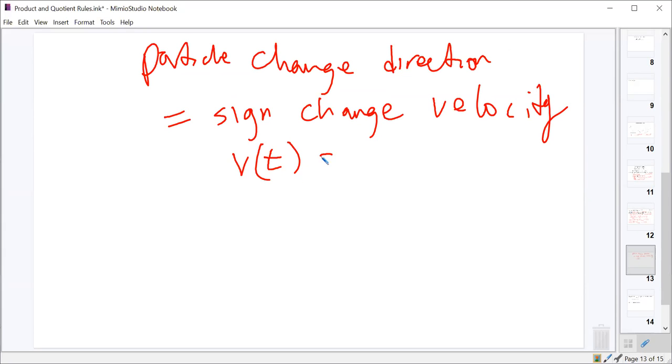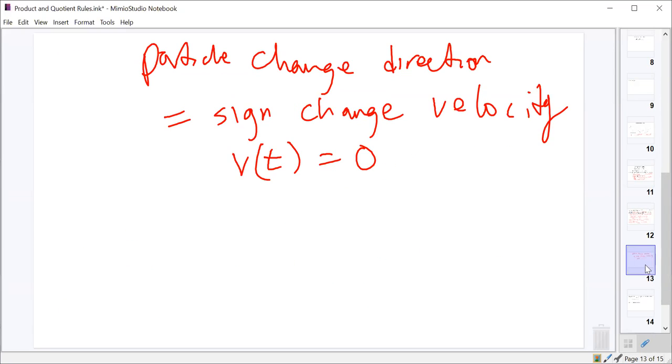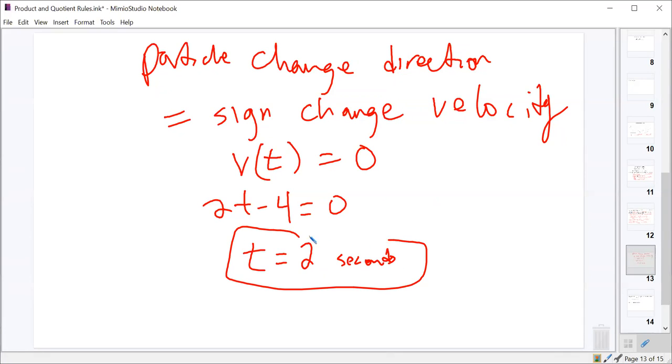Zero. Has to equal 0. So our velocity function was 2t minus 4. So we'll just set 2t minus 4 equal to 0 and find out at what t value it changes directions. T equals 2 seconds. Everybody good with that?